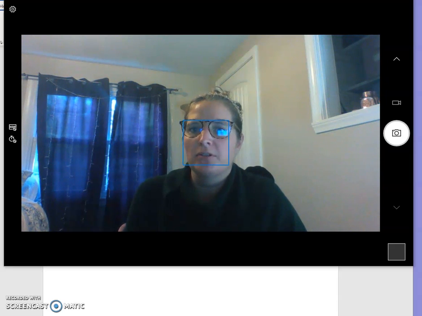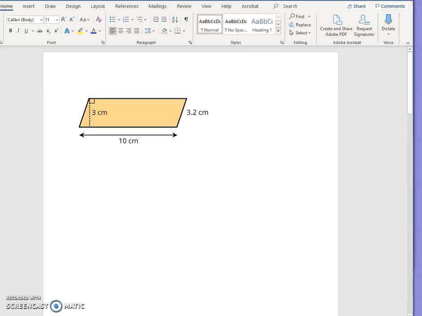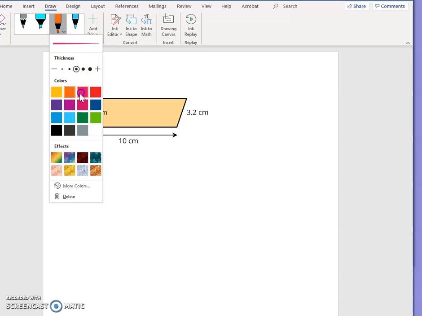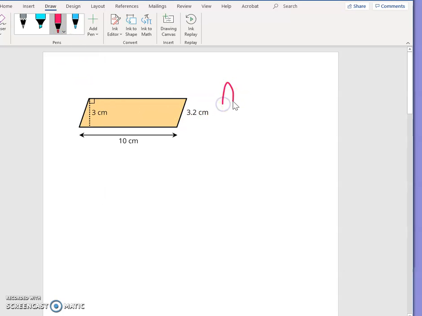This video is going to review everything that we've learned about area. The first shape we talked about was a parallelogram. To find area of a parallelogram, the first thing we're going to do is write down the formula. Area of a parallelogram is found the same way that we find area of a rectangle.